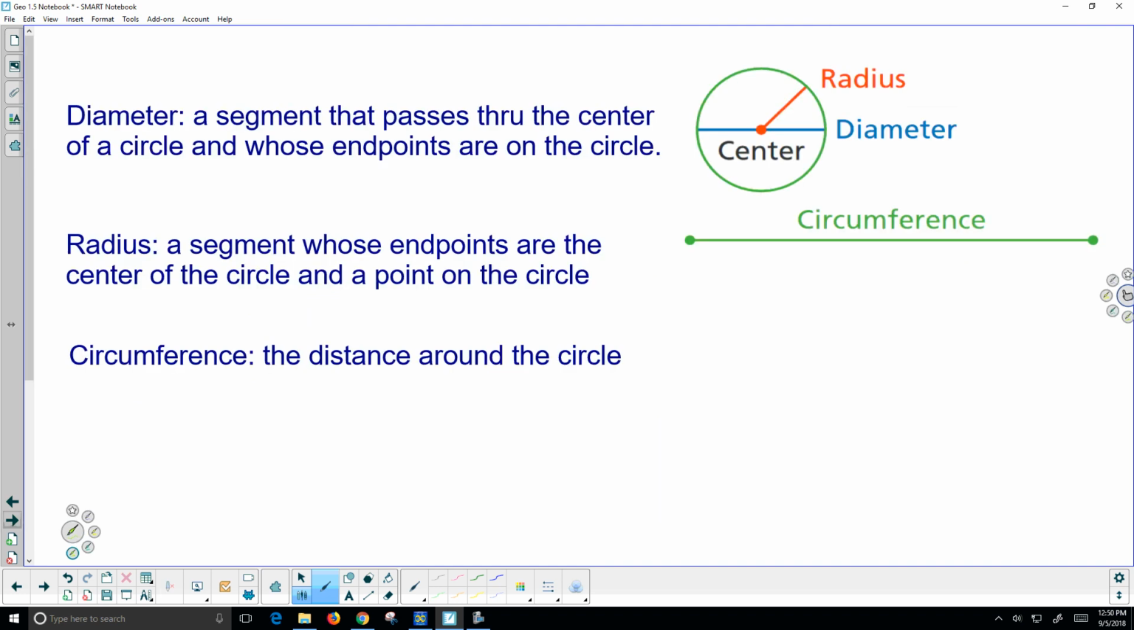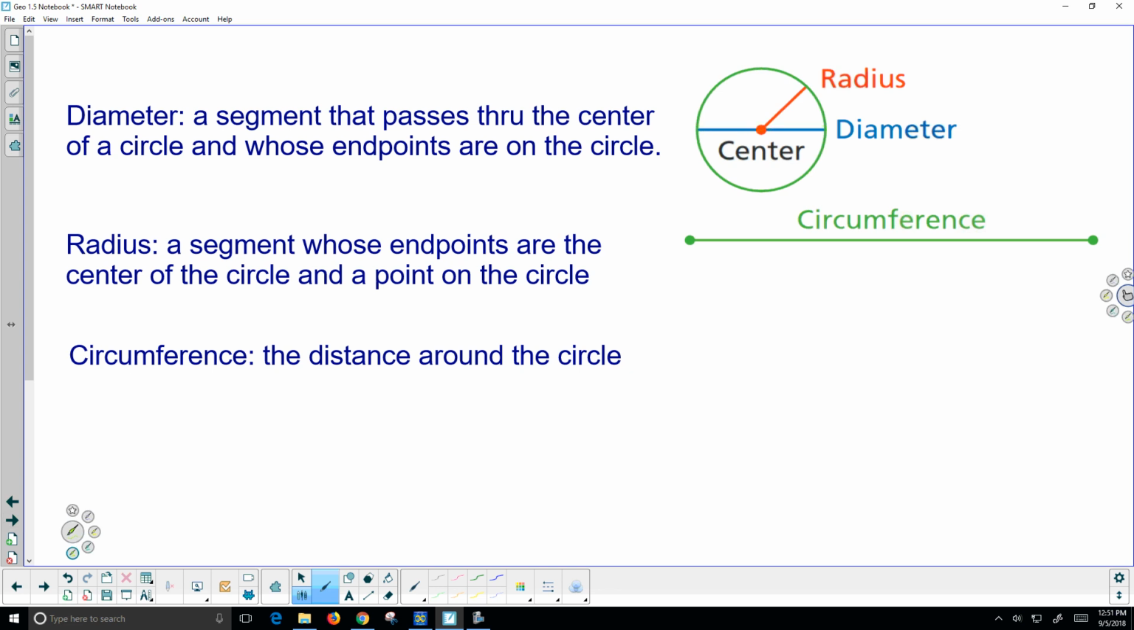All right, moving on to circles. So the diameter of a circle is a segment that passes through the center of a circle and whose endpoints are on the circle. So the diameter is this guy right here. It passes through the center and its endpoints lie on the circle.